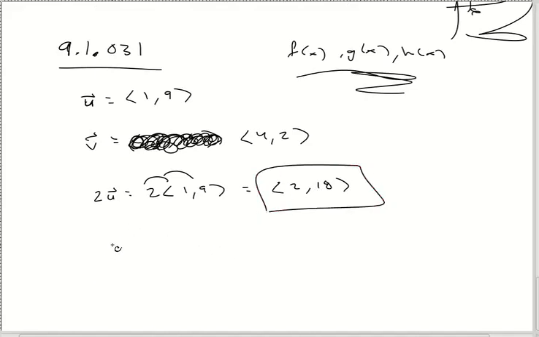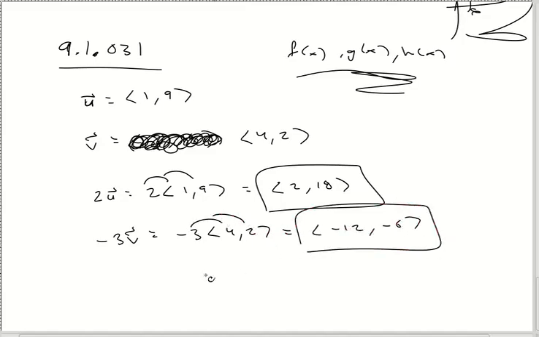Yay! Okay, cool. So there. Now they want negative 3v. And it's a good thing I got the correct v now. Distribute. I got negative 12 and a negative 6. They want u plus v. So I'm just going to take these two guys and add them. 1, 9 plus 4, 2, 5, 11.